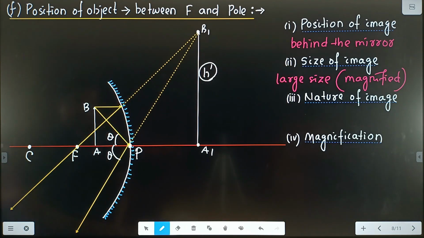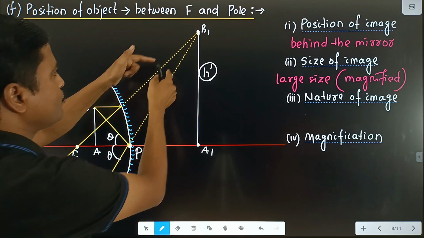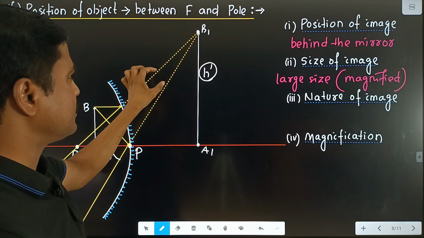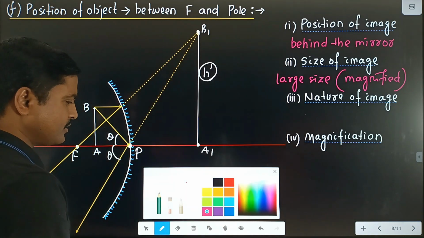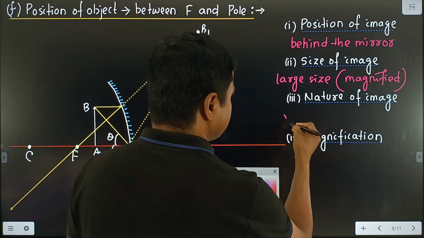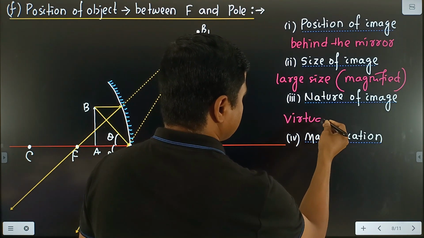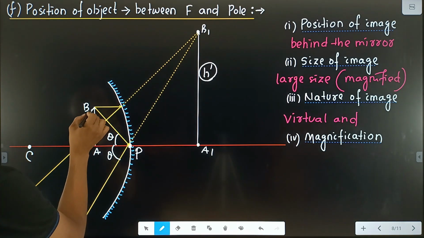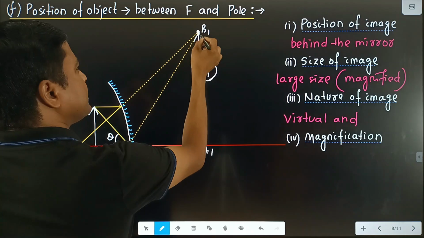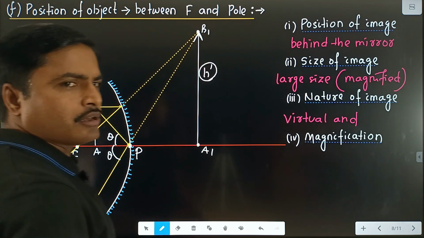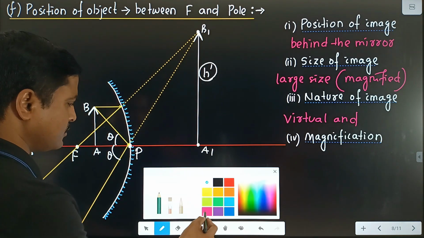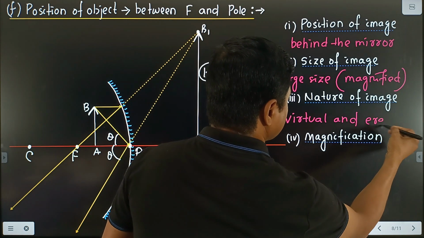What is the nature? Here both the reflected rays appear to meet at point B1. Appears to meet means these rays are not real ones. So the nature of the image is not real, that means we write virtual. And look at the figure. This is the head of the object. This one is the head of the image. Both are on the same side, which means not inverted. Not inverted means we write erect.